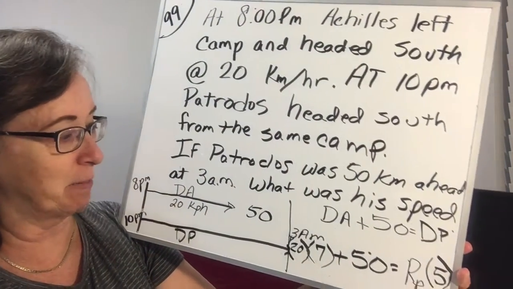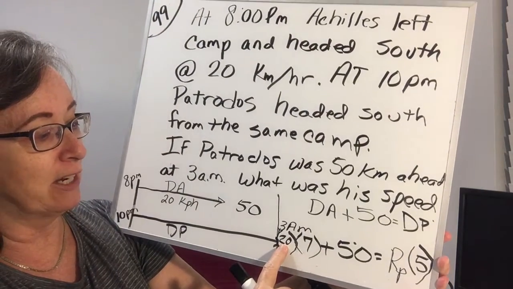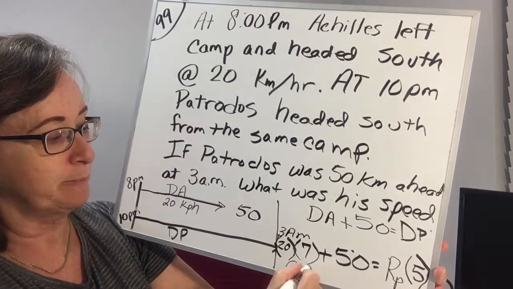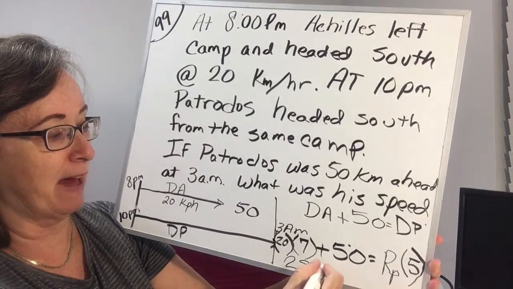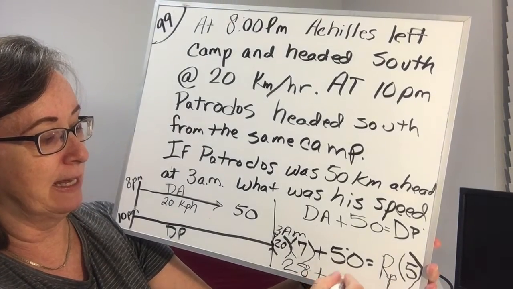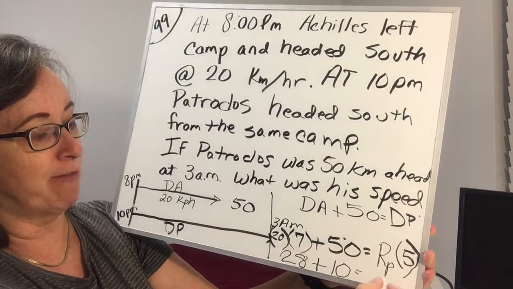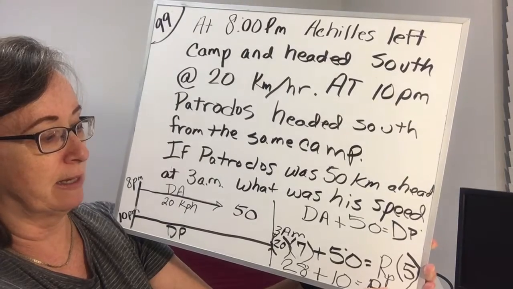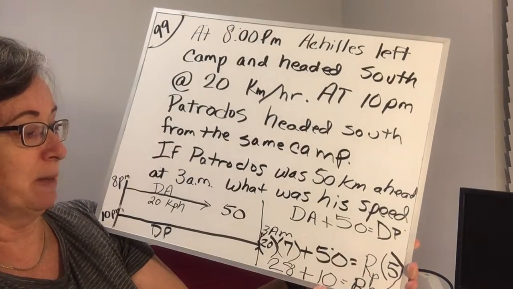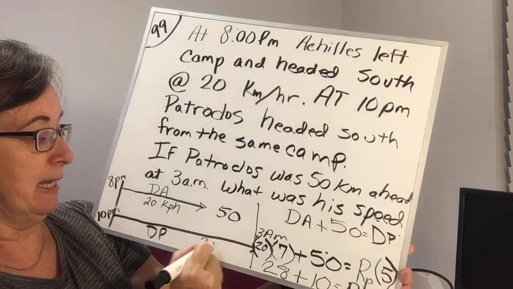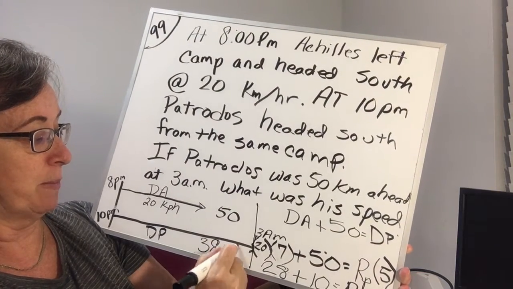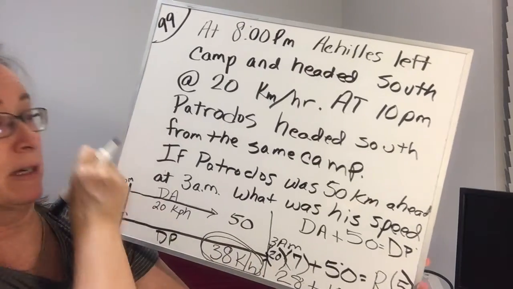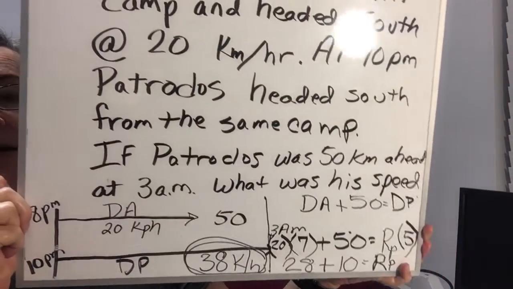I'm going to divide everything by 5. I divide 20 by 5, and I'm going to have 4 times 7 is 28. I'm going to divide this by 5, and I'm going to have 10. I'm going to divide this by 5, and I'm going to have the rate of Patroclus. So 28 plus 10 is 38 kilometers per hour is the rate that Patroclus is running.